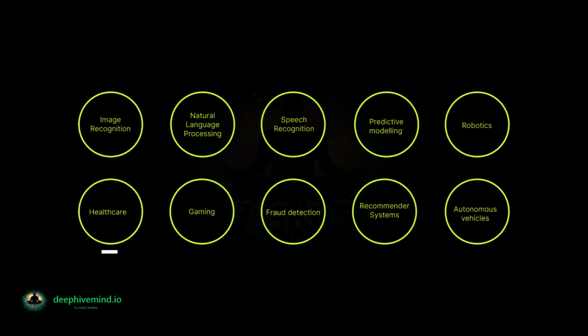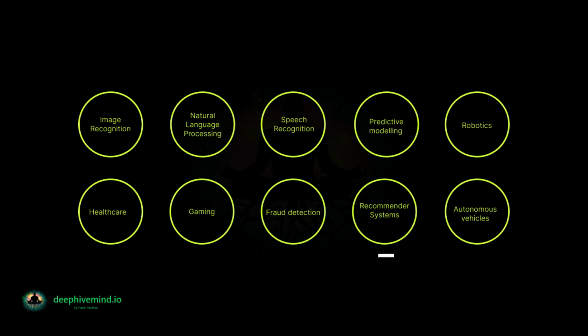Healthcare. ANNs are used in healthcare for tasks such as image analysis, diagnosis, and treatment planning. Gaming. ANNs are used in gaming for tasks such as game strategy, opponent modeling, and adaptive game difficulty. Fraud detection. ANNs are used to detect fraudulent transactions in the financial industry.